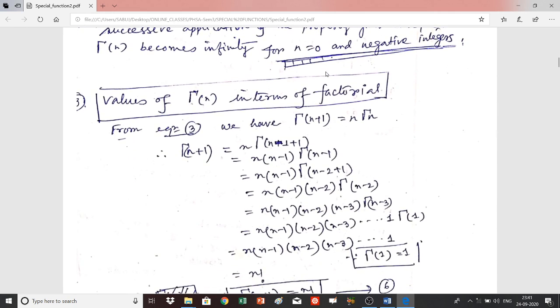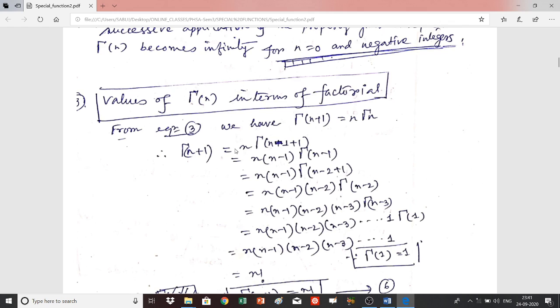Now come here to find the values of gamma n in terms of factorial. This is the next topic. You are already very familiar with this property of the gamma function, that gamma n plus 1 is equal to n gamma n. So from here you can write gamma n plus 1 equal to n gamma n, and this gamma n can be written as gamma of n minus 1 plus 1.